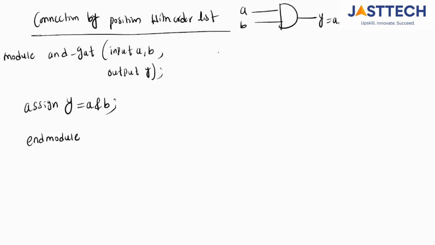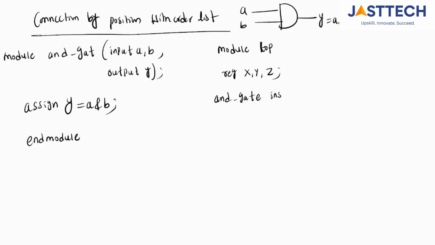And if you want to write the test bench, in the top module, I can write module top. Input should be reg or wire data type. Here I am writing reg x comma y comma z. These are the variables for the test bench. And the instance name, and_gate.